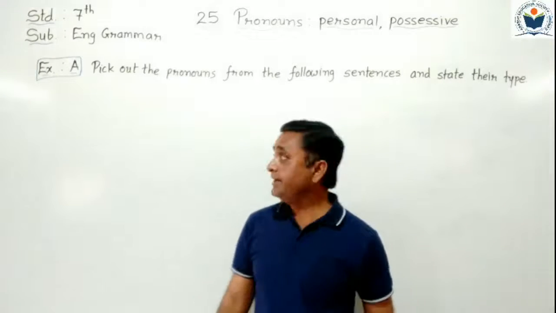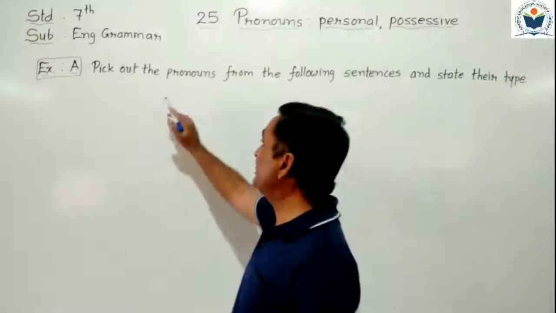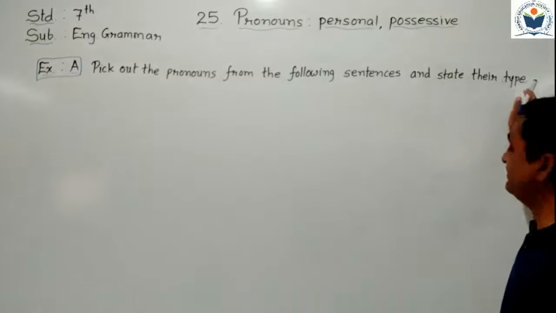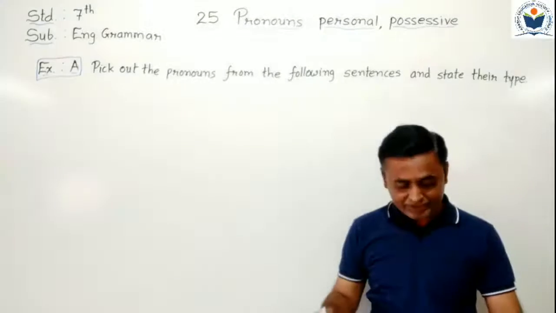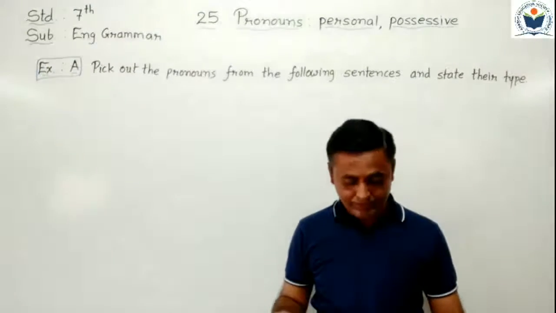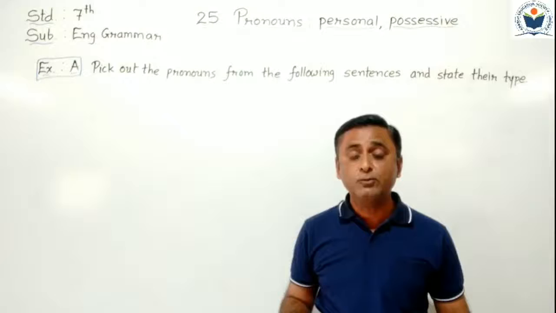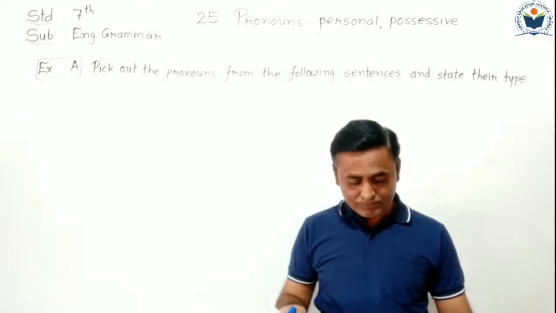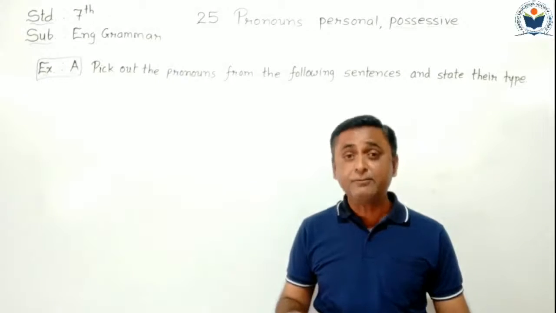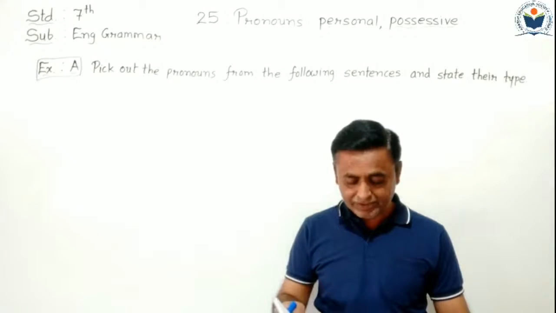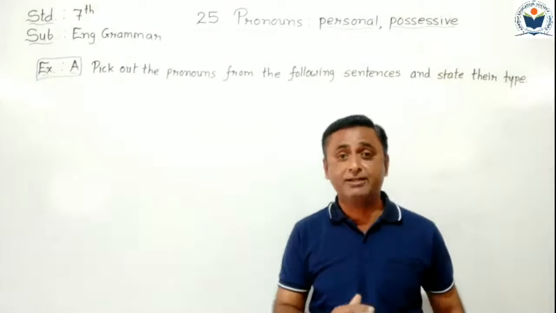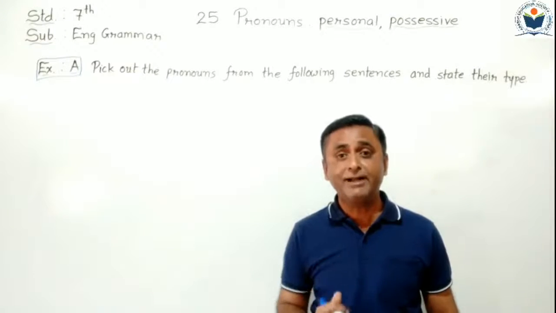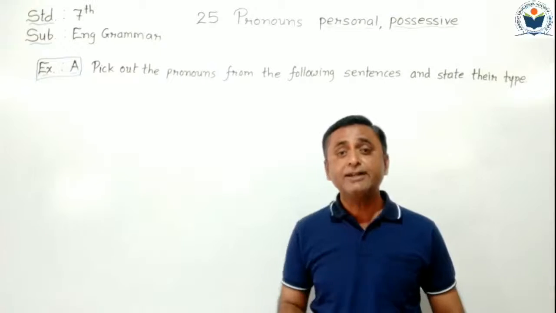Exercise A, that is given here. Pick out the pronouns from the following sentences and state their type. In your textbook, some sentences are given. From those sentences, we have to find the pronouns, and after finding them, we have to state which type of pronoun it is. Personal pronoun or possessive pronoun, we have to identify that. Okay? So let's start our exercise.